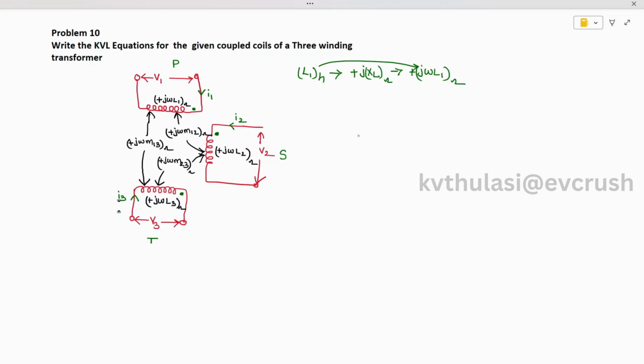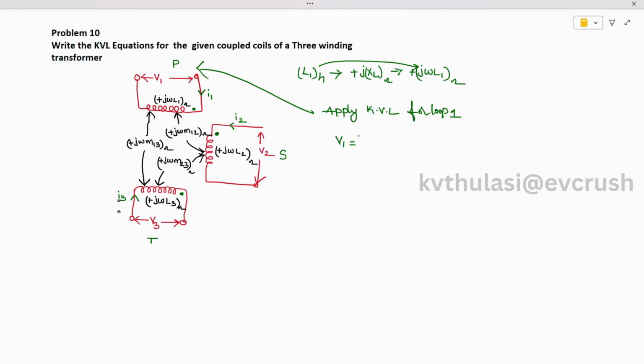Here we have 3 inductors, therefore we will get 3 KVLs. Let's apply Kirchhoff's voltage law for the primary loop, that is loop 1 or mesh 1. The voltage source we are applying is V1. V1, the applied voltage, is equal to the sum of the voltage drops.